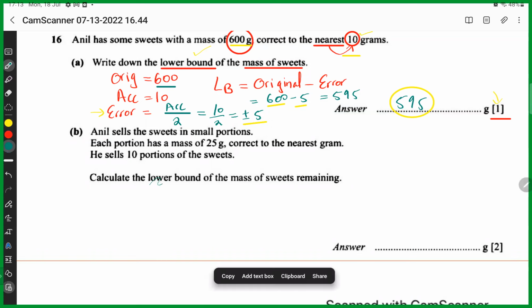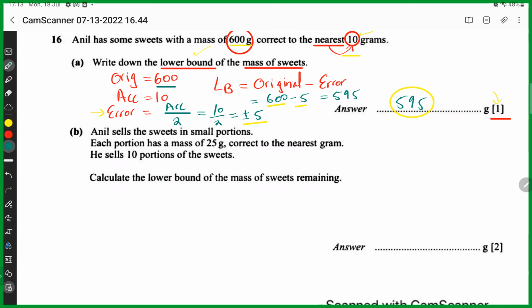You are supposed to find out the lower bound of the... Your voice, I can't hear it. Yes, can you hear me now? Yes, ma'am. Okay, all right, okay.